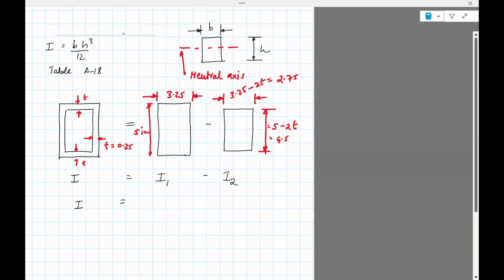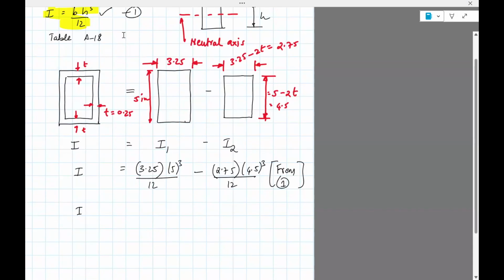The left side is unknown. I1 we know, using this formula: b h is 3.25, height is 5. So 5 cubed divided by 12, minus the width, which is 2.75 for I2, times height, 4.5 cubed, divided by 12. Crunch the numbers, it comes out to be 12.97 inch raised to 4.